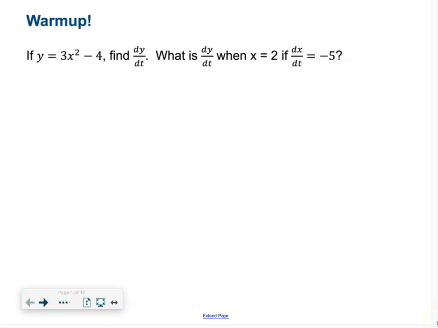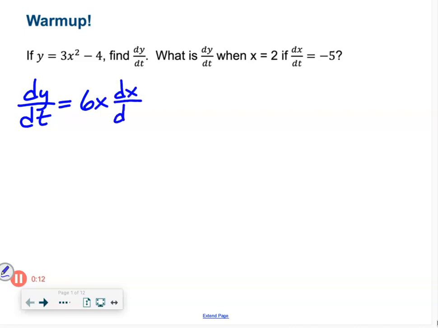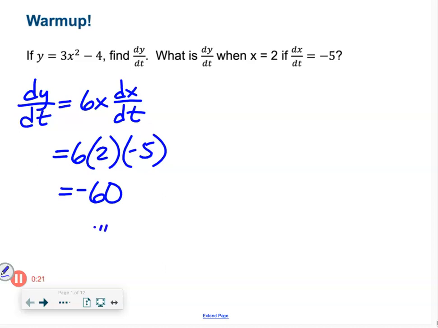So for the warm-up, we're differentiating with respect to t. You all did this beautifully. dy/dt equals 6x dx/dt. So it's 6 times 2 times negative 5, which is negative 60. And every single group got it eventually, so well done.